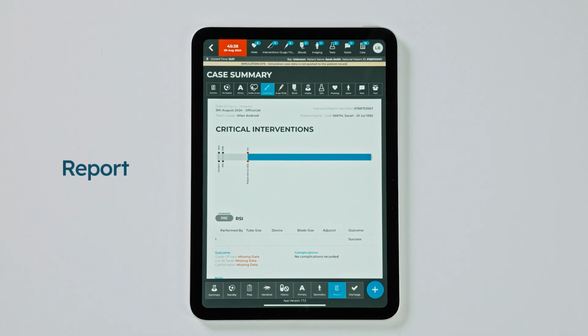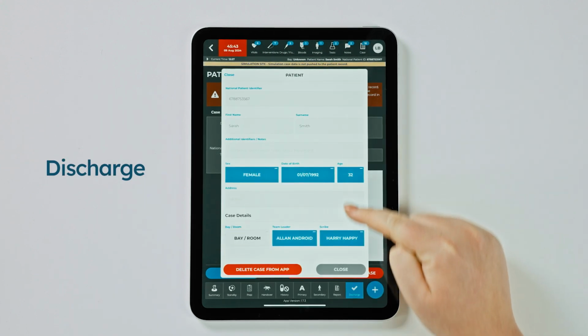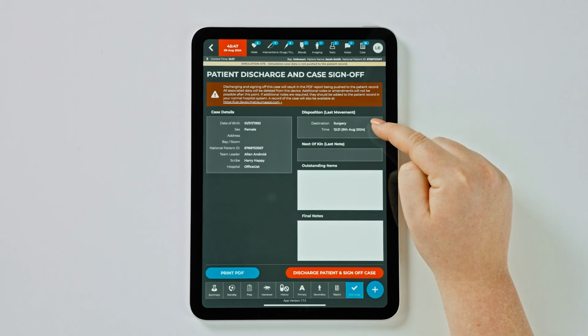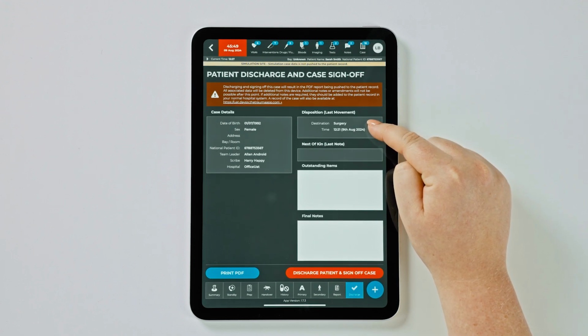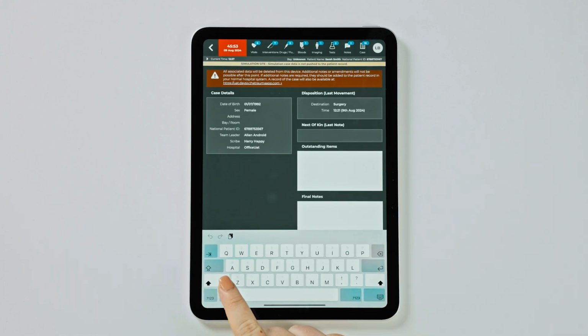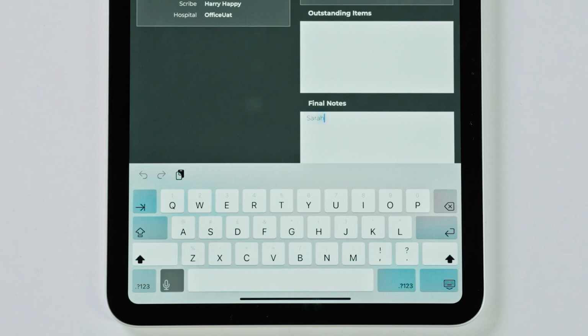The trauma team leader is now happy to discharge Sarah's case from the trauma app. All her case details have been inputted, and her disposition has been updated to state that she is now under the care of surgery. The trauma team leader enters their final notes. Sarah was discharged from the ED department to the care of the general surgery team.